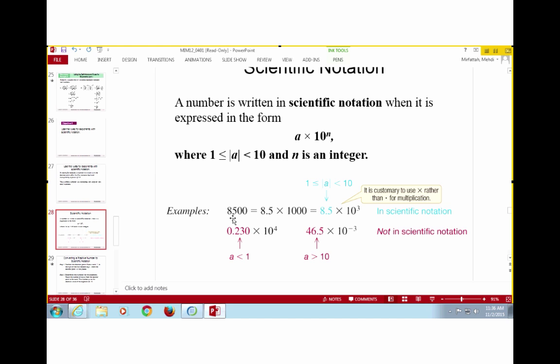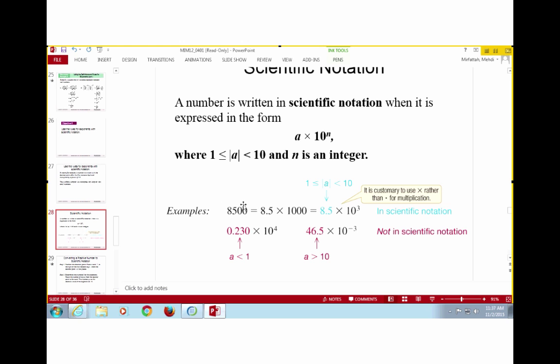8,500. If I want to write 8,500 in scientific notation, the decimal point originally is right in front of the last zero. So I have to move this decimal point to right in front of 8 to make it between 1 and 10. So it would be 8.5. Now, since I'm moving 3 units, this would be 10 to the power of 3. Now the question is, is it plus 3 or minus 3?